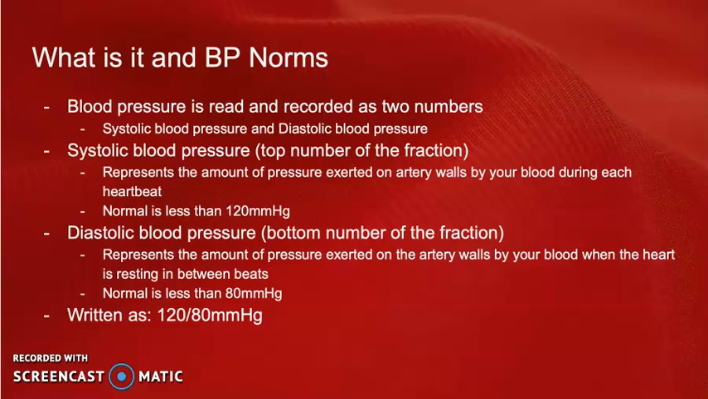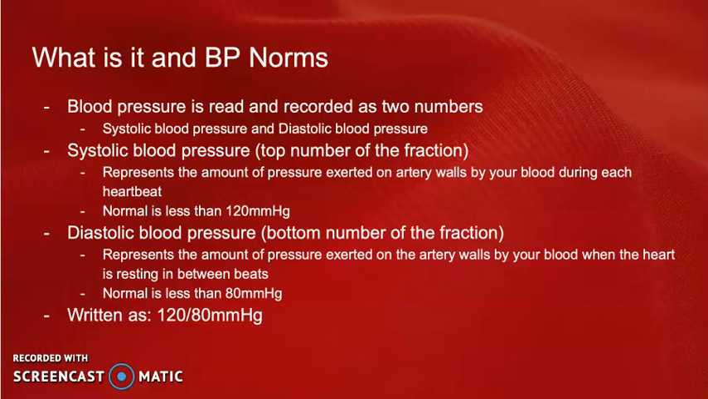Blood pressure is read and recorded as two numbers, systolic blood pressure and diastolic blood pressure. Systolic blood pressure, which would be the top number of the written fraction, represents the amount of pressure exerted on artery walls by your blood during each heartbeat. A normal systolic blood pressure is less than 120 millimeters of mercury.